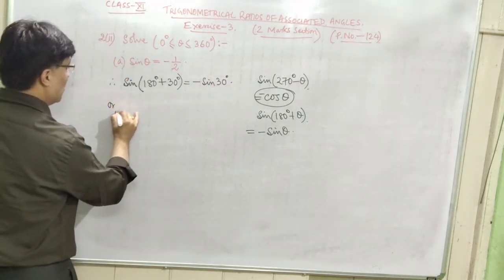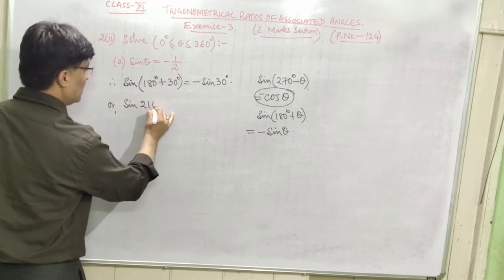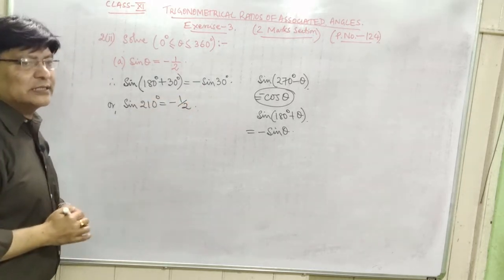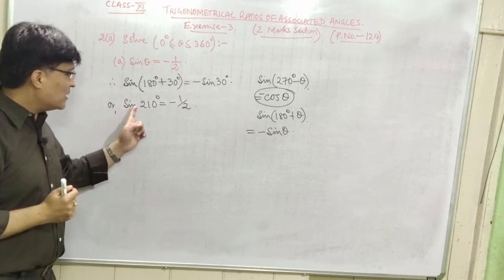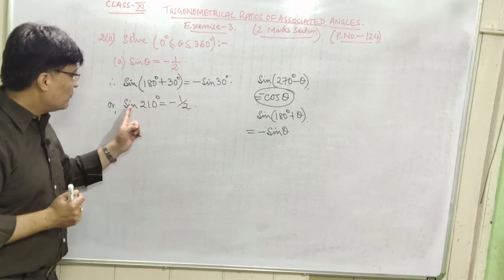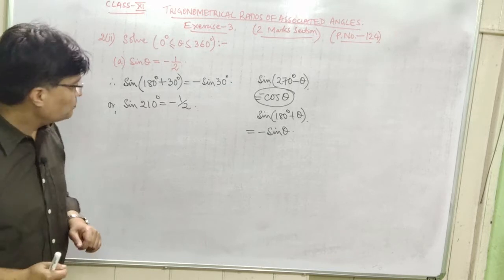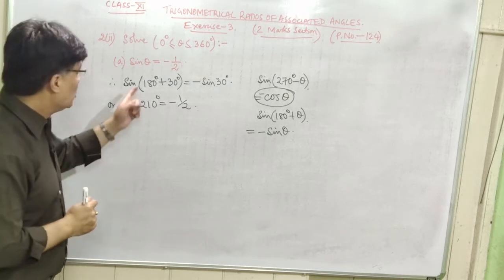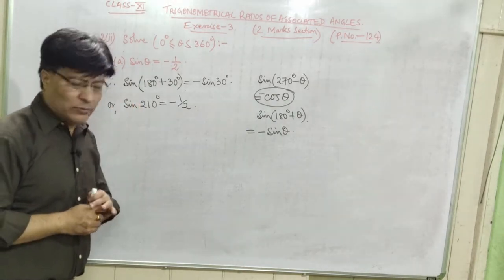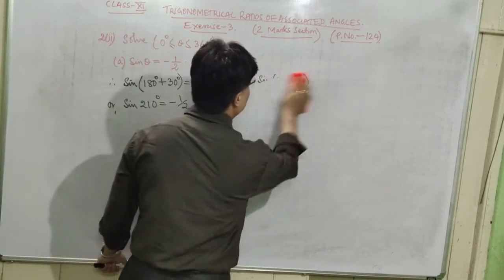So what is 180 plus 30 degrees? It is 210, which is equal to minus sine 30, which is minus half. That is, the value for sine 210 degrees is minus half. Is that clear? But I told you that you cannot write here 270 minus theta. So now let us see why we can't write sine of 270 minus theta here.